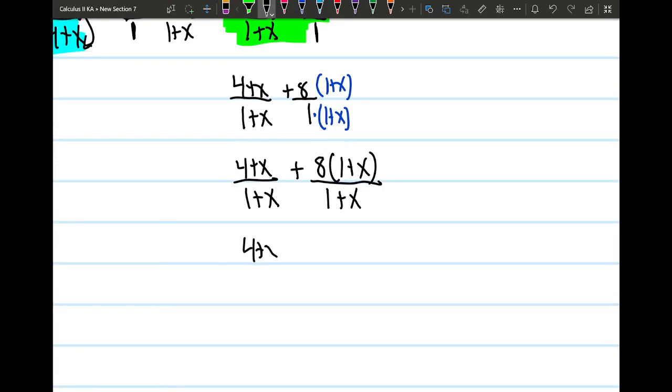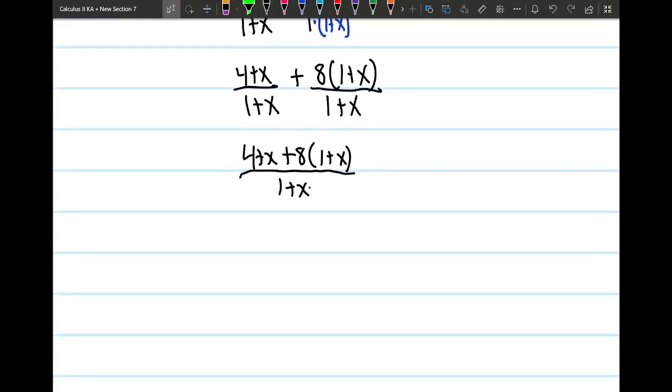So 4 plus x plus 8 times 1 plus x all over 1 plus x. So now it's a matter of just simplifying this expression. We have 4 plus x, and we're going to do distributive property, plus 8 plus 8x all over 1 plus x.